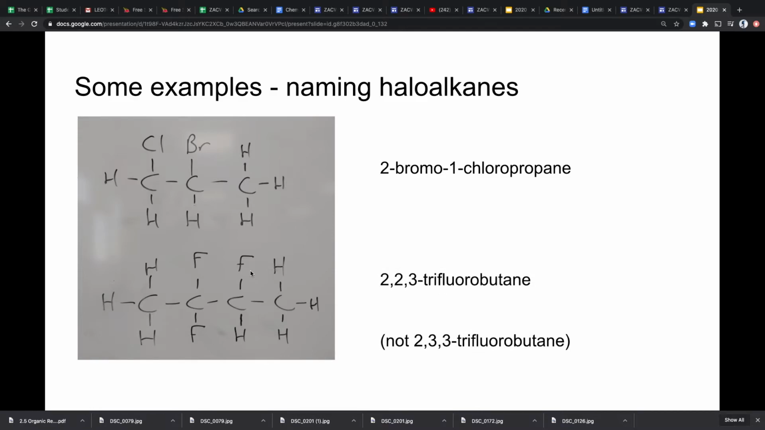2,2,3-trifluorobutane. It wouldn't be 2,3,3. If you started numbering from right to left, you would get 2,3,3. But we want to use the lowest numbering total possible, and 2,2,3 is a lower total. If we were to sum up those numbers, then 2,3,3. So we're numbering the chain from left to right, not right to left, to give us that lower numbering priority.